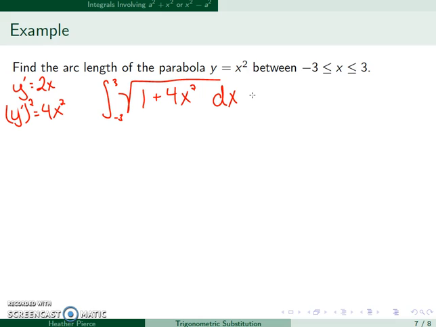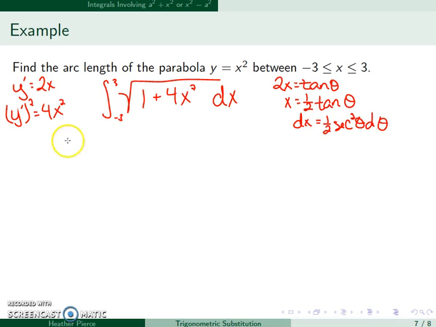So, for this one, this is going to be of the form for tangent. So, normally I would let x be equal to a tangent theta. However, that gets a little more complicated with this 4 in front here. So instead I'm going to let 2x be equal to a, which is 1, tangent theta. Which implies x is 1/2 tangent theta. This also means dx is 1/2 secant squared theta d theta.